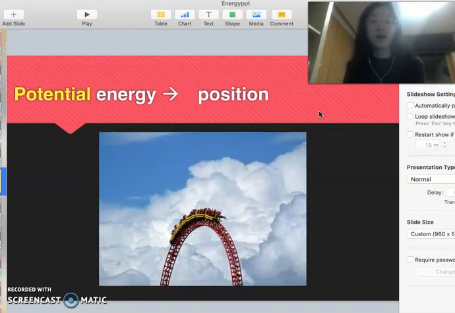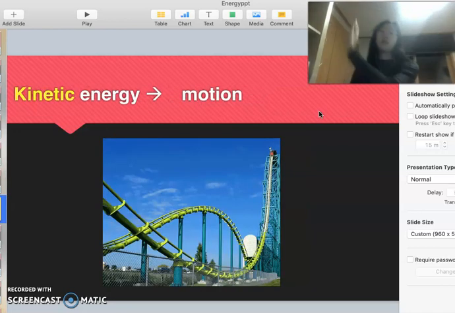If you remember our roller coaster example, potential energy, it's not moving. It has the potential to have energy, right? And then once the roller coaster goes down, it is kinetic energy. It's moving, motion.